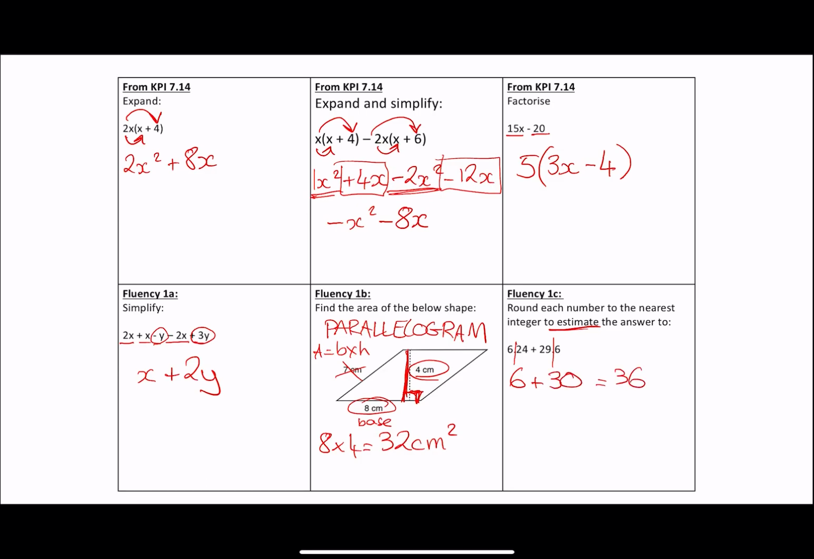My answer is 36. Okay, Year 7, please make sure you've green penned all of that and you're ready to start today's lesson. We're carrying on with some more substitution on Hegarty this morning.